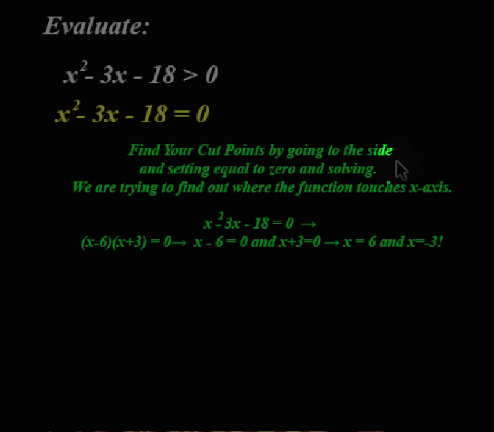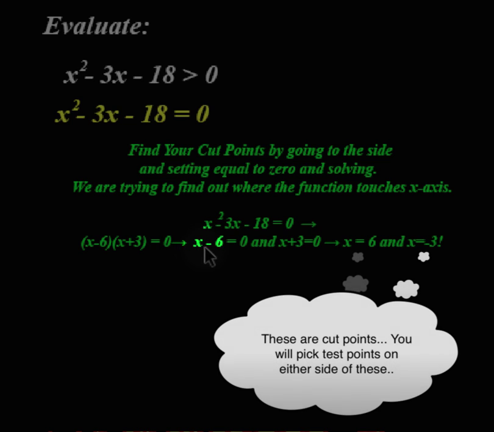So we're going to find our cut points by setting this equal to 0 and then factoring. And when we're factoring, we're finding out where it touches the x-axis. So in doing so, we should end up with this, whether you use factoring by grouping or you can just guess your way out of this one. It's pretty basic. And you're going to get x minus 6 equals 0 and x plus 3 equals 0 when you set them individually equal to 0. And then you get x equals 6 and x equals negative 3. These are your cut points that you plot on your number line.